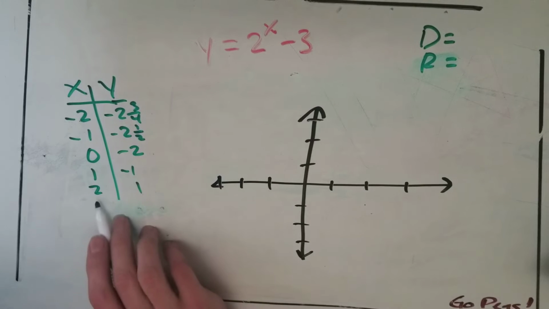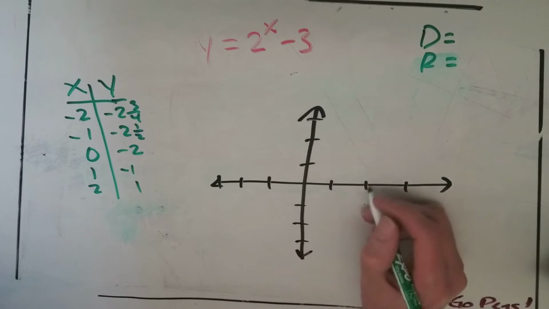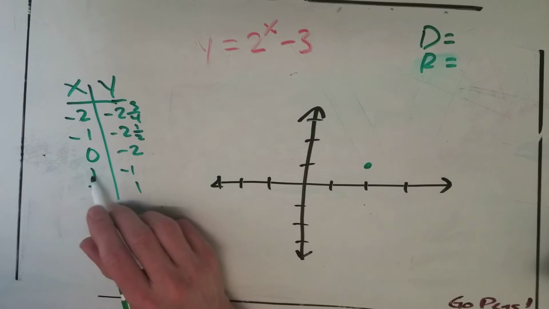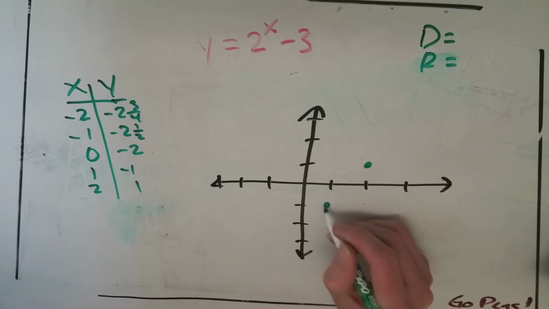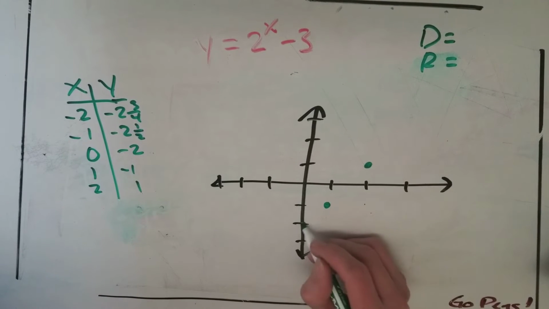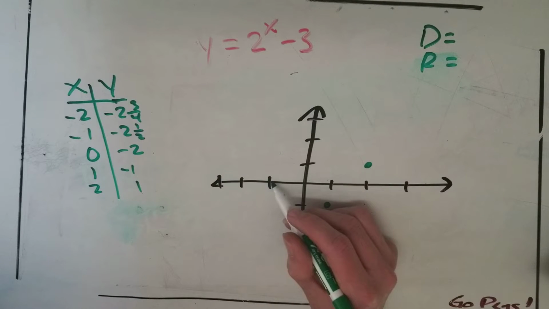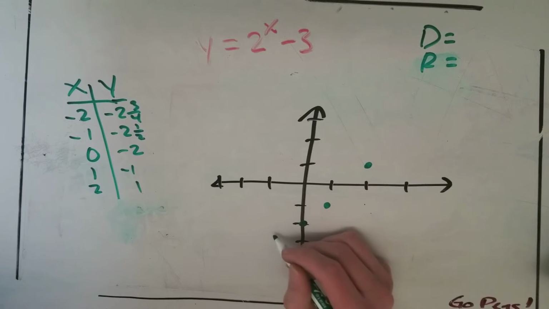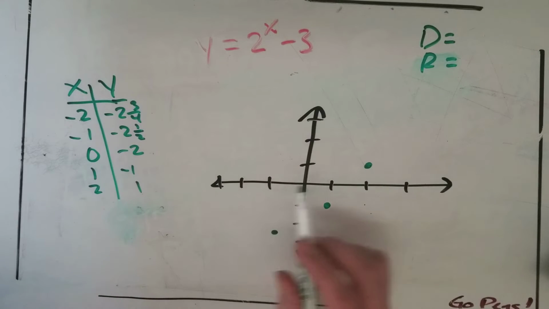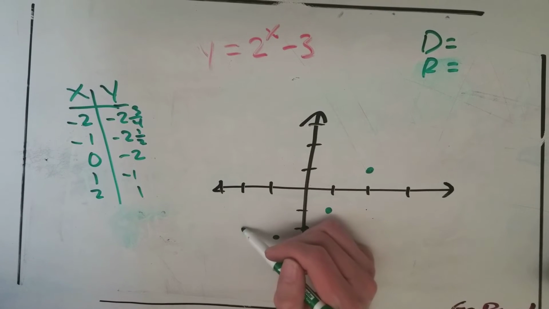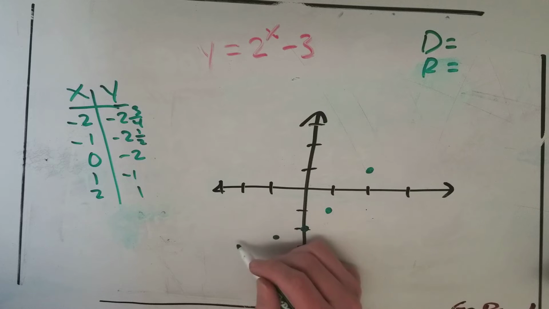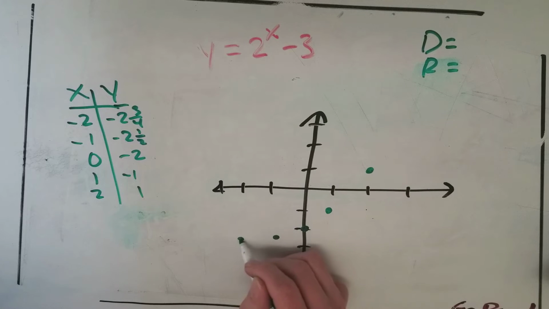So when we graph, we're going to have the first point 2, 1. We're going to graph 1, negative 1. That puts us right here. 0, negative 2. Negative 1, negative 2.5. Negative 2, negative 2 and 3/4. So here's negative 3 with 3/4 about right here.